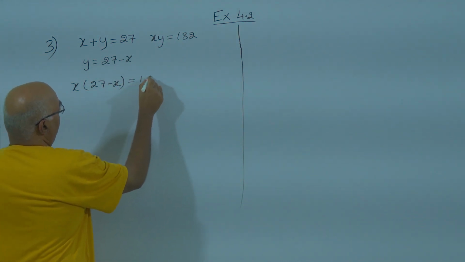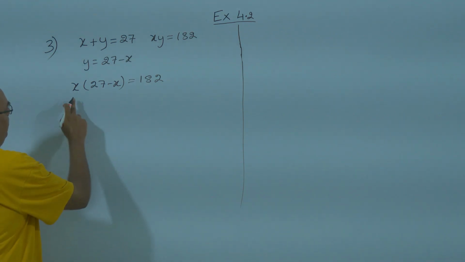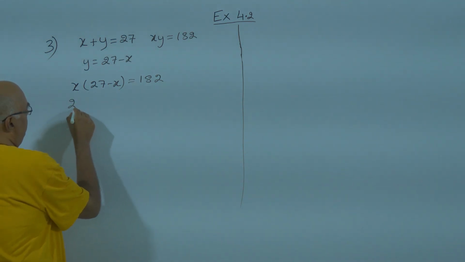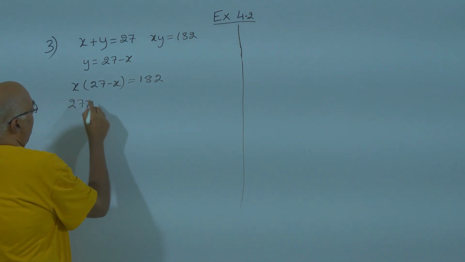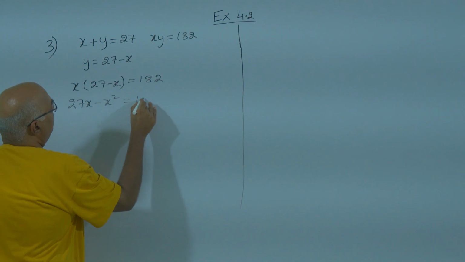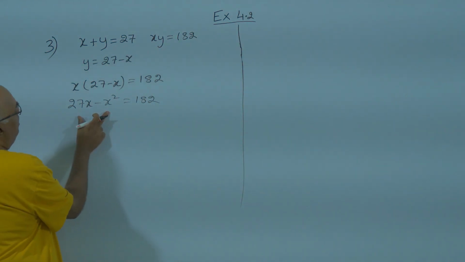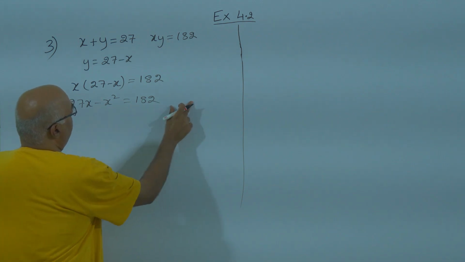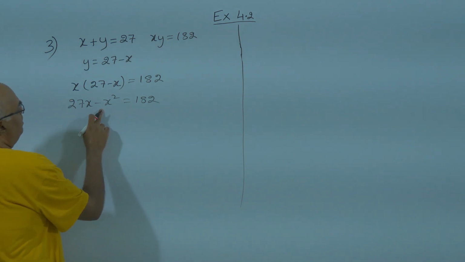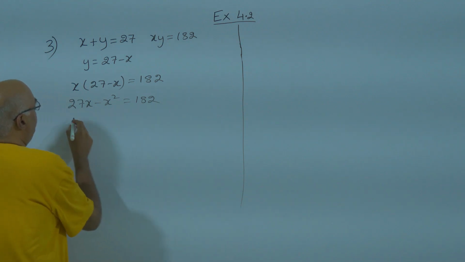is equal to 182. So if I open the brackets and multiply, x into 27 is nothing but 27x minus x into x is nothing but x square is equal to 182. The terms which are there on the left side of the equal to sign, I will take them to the right side of the equal to sign. So here I have minus x square.